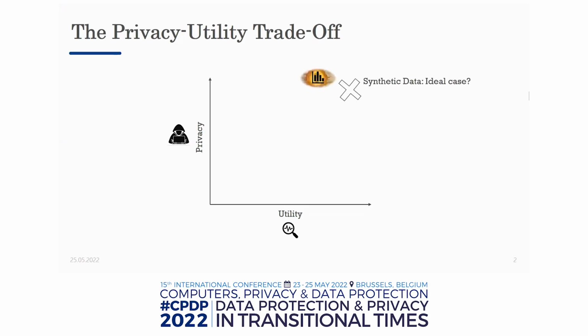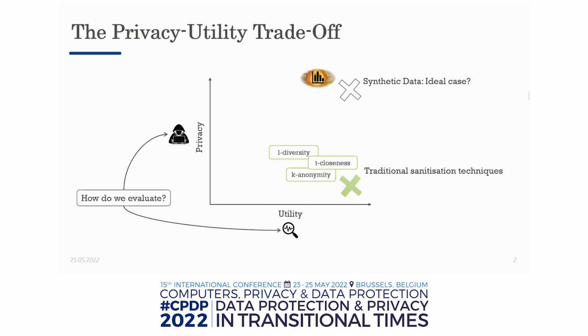When we hear these things, we are kind of here at this place where we have a lot of privacy and a lot of utility. That's where we want to be. And that is in opposition to, as Massimo said before, traditional sanitization techniques like L-diversity, K-anonymity, and many others, where we have discovered that if we want high utility, they end up giving you very little privacy. So the question now is, how do we evaluate this for synthetic data?